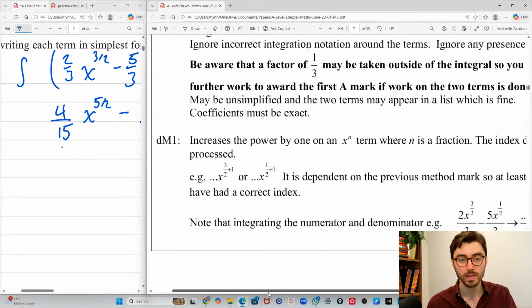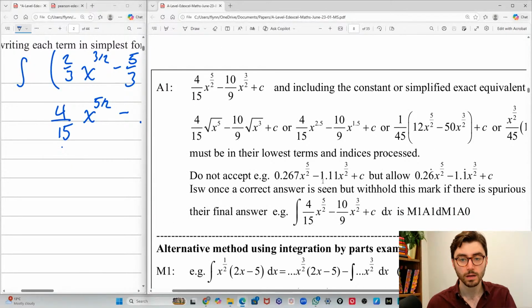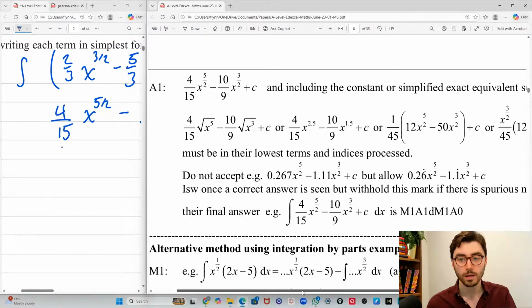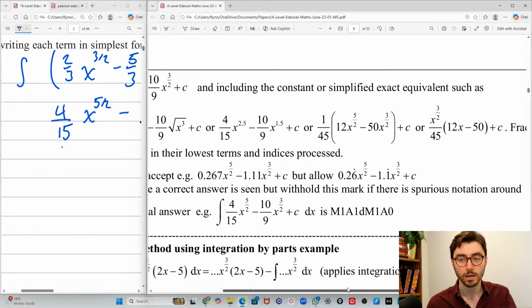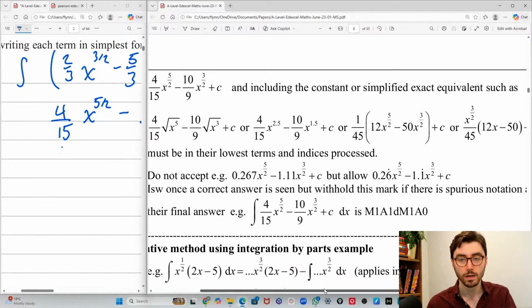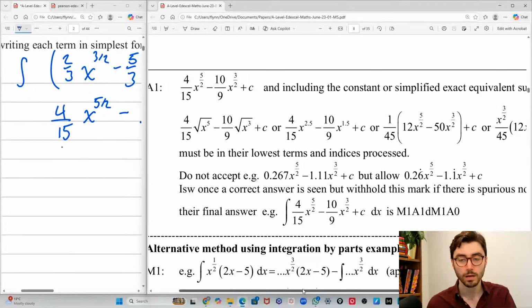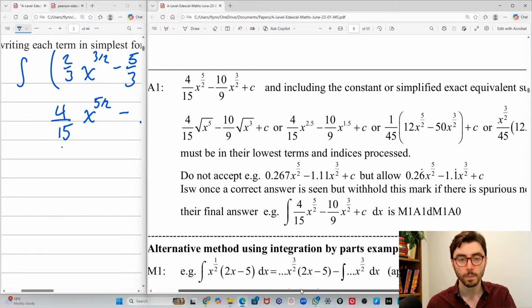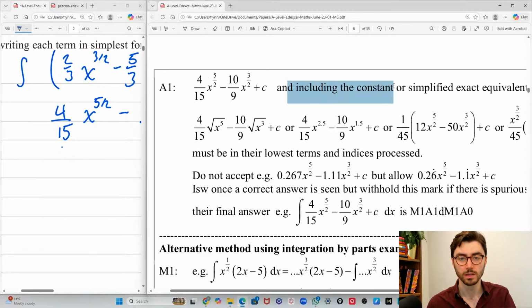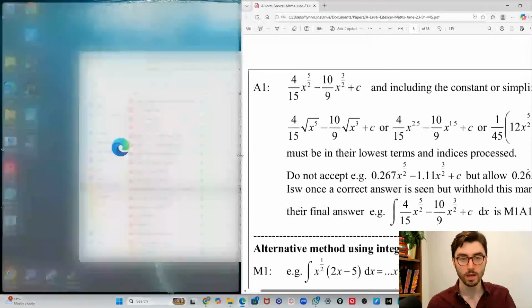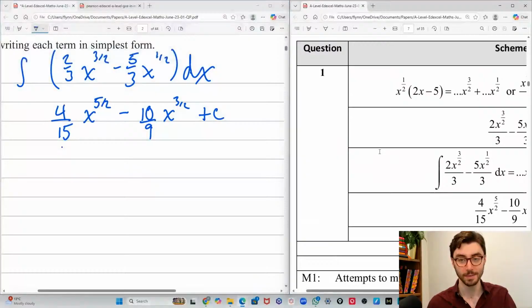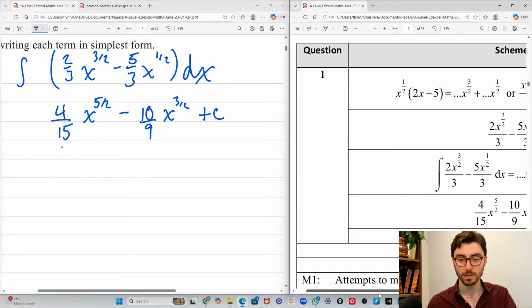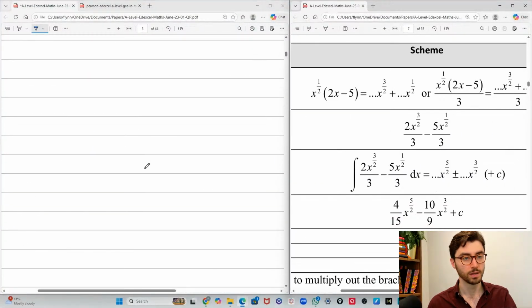Do we need the plus C? And including the constant. So you do need the plus C for the final answer, I think. So just note that: limits or plus C, or you will be limited to a C. Okay, so that is our part 1.